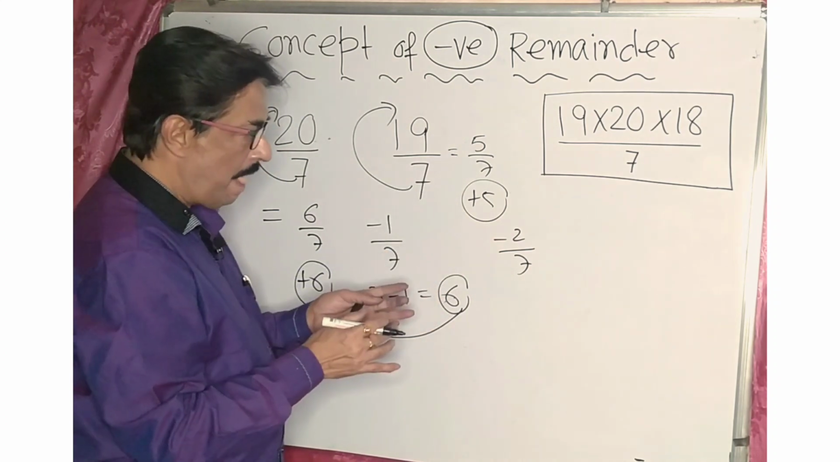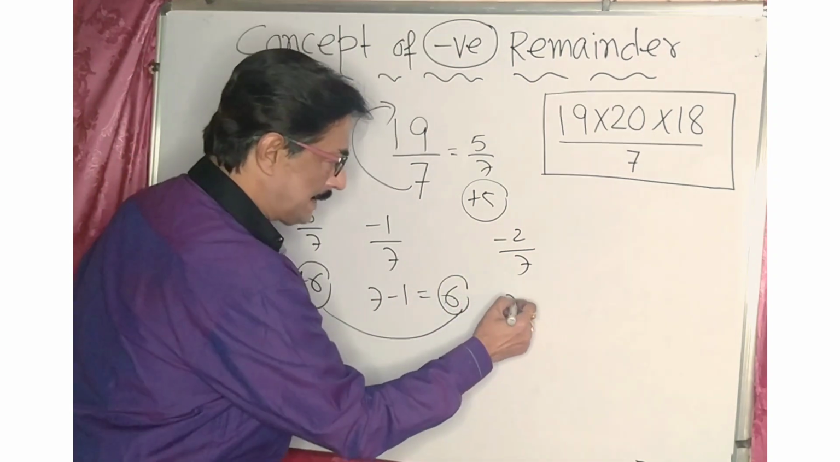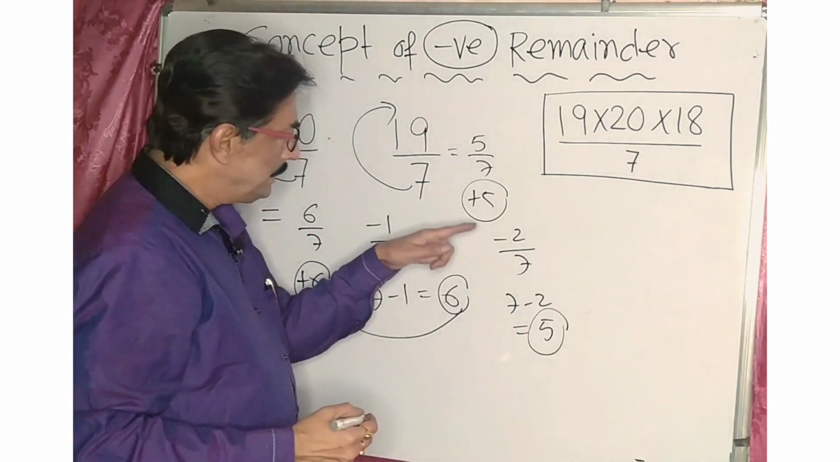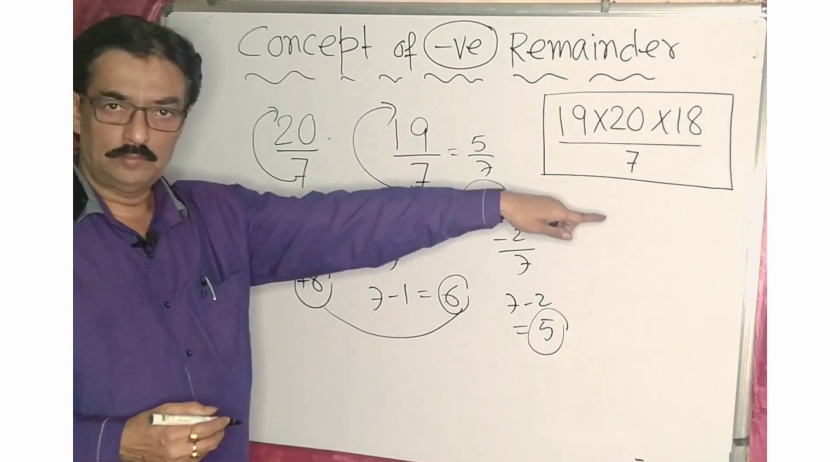We can easily handle it. But a negative remainder is not possible. We have to convert it into a positive remainder. 7 minus 2, the ultimate remainder will be 5. That is the advantage we have to take in calculation for the next cases.